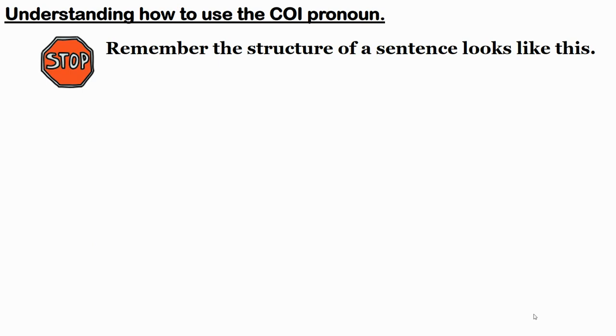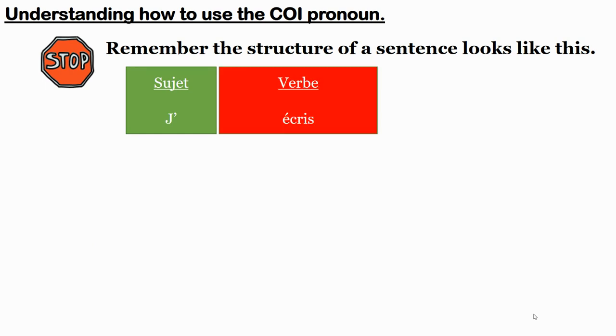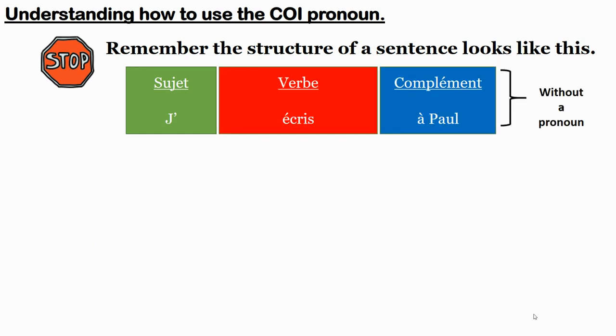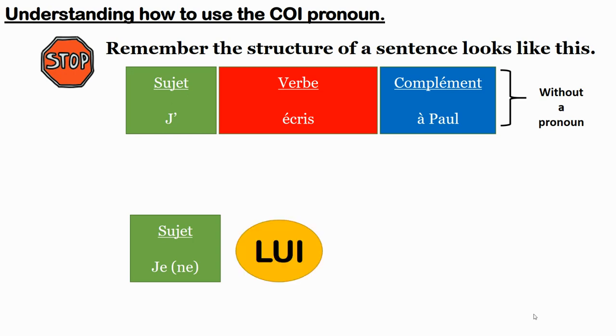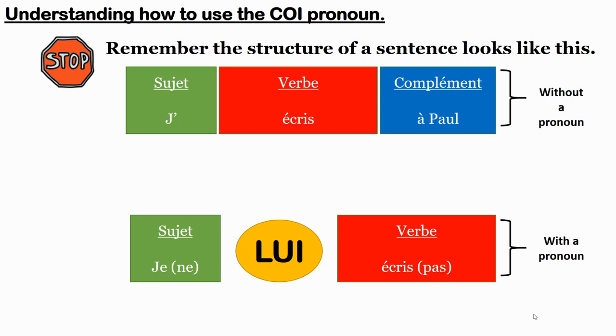So remember the structure of a sentence. You have the subject, you have the verb, and you have a complément. J'écris à Paul. Now, when you want to use a pronoun, je lui écris. Or, if you want the negation in it, je ne lui écris pas. Your pronoun is placed before the verb. And à Paul disappears and is being replaced by lui.